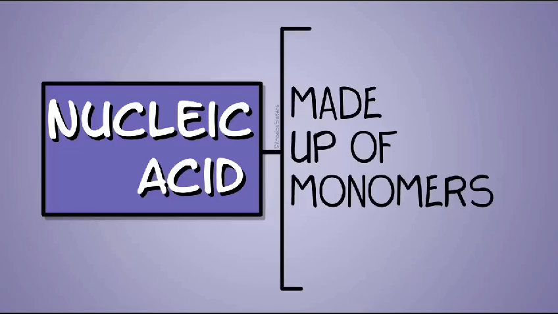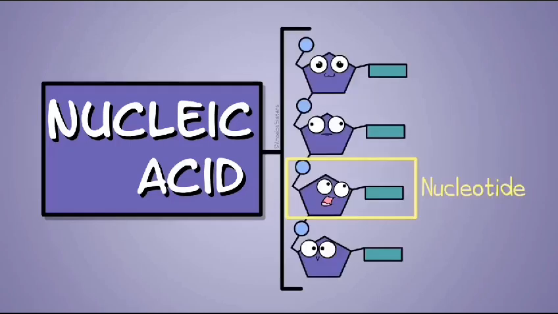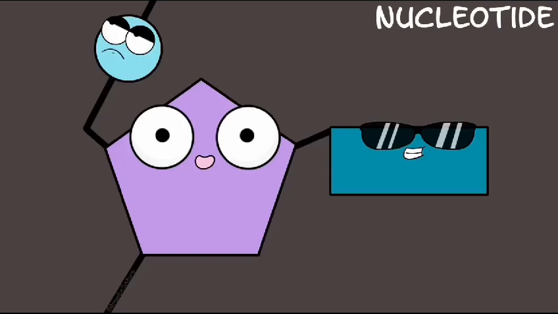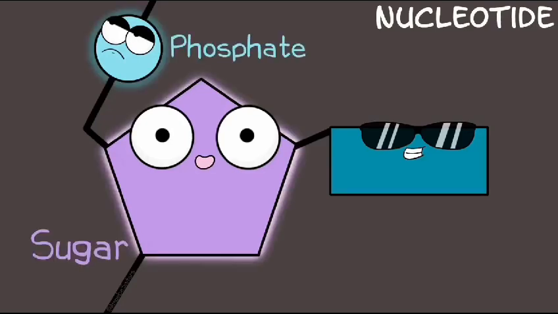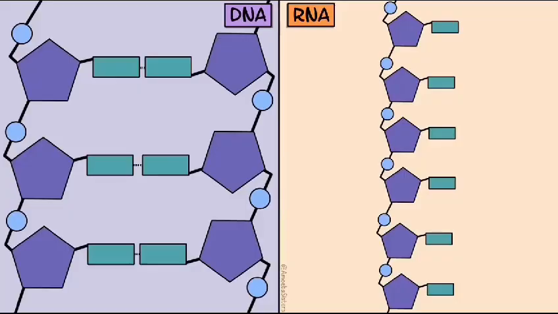Nucleic acids have a monomer, which, if you remember from our biomolecules video, is a building block. The monomer for nucleic acids is a nucleotide, so both DNA and RNA have nucleotides. The nucleotides of both RNA and DNA have 3 parts: a phosphate, sugar, and a base. Let's draw 6 nucleotides of DNA and 6 nucleotides of RNA.